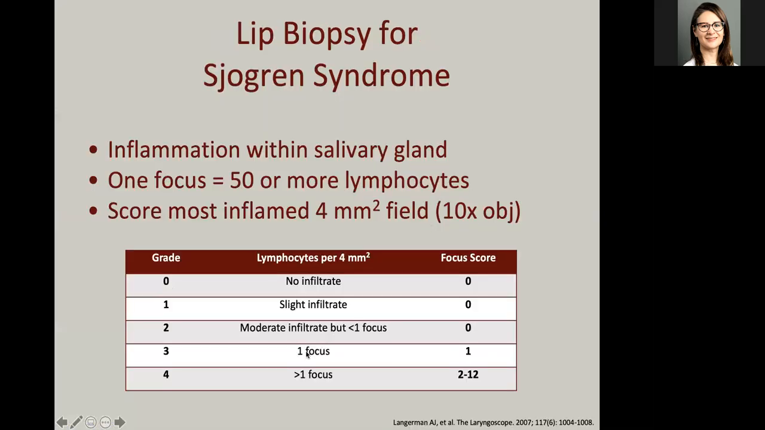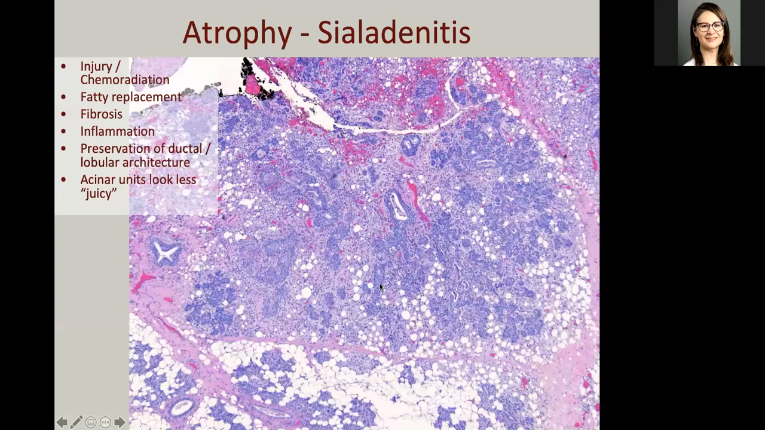And therefore, one focus results in a grade of 3, and grades 3 and 4 are thought to be predictive of Sjogren's. As long as you have a focus, you're probably pretty good to call it Sjogren's, if that makes any sense. All right.